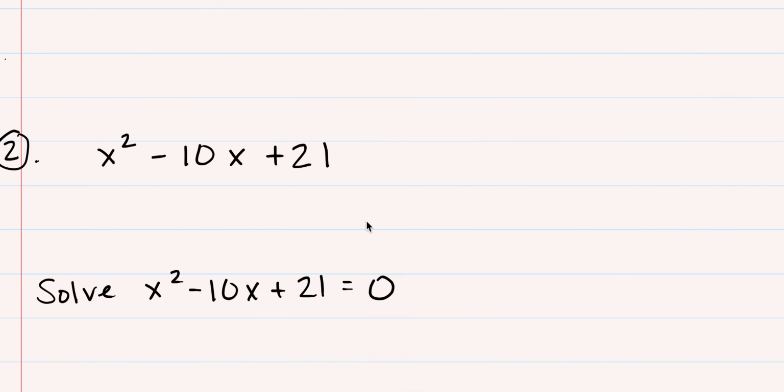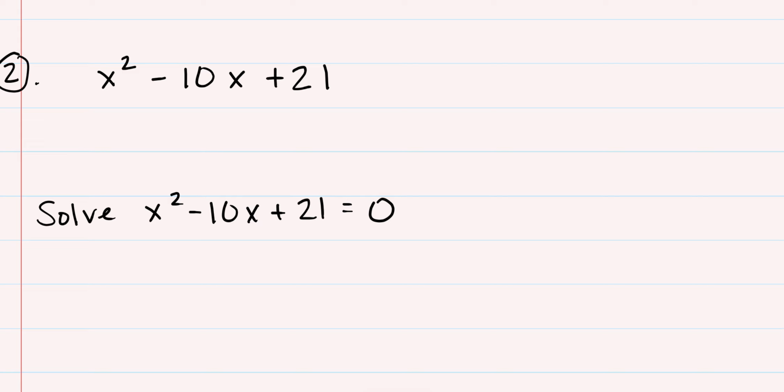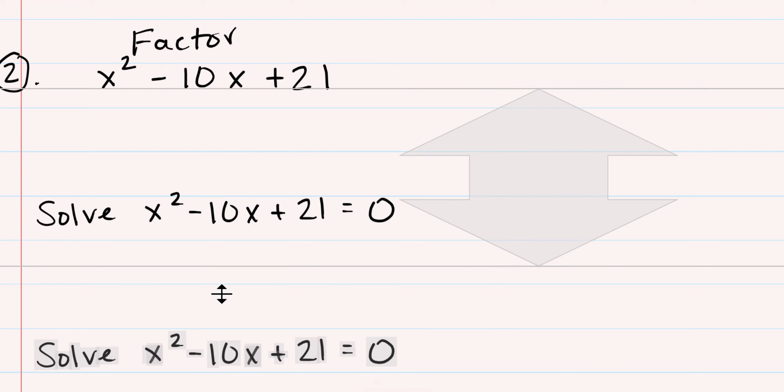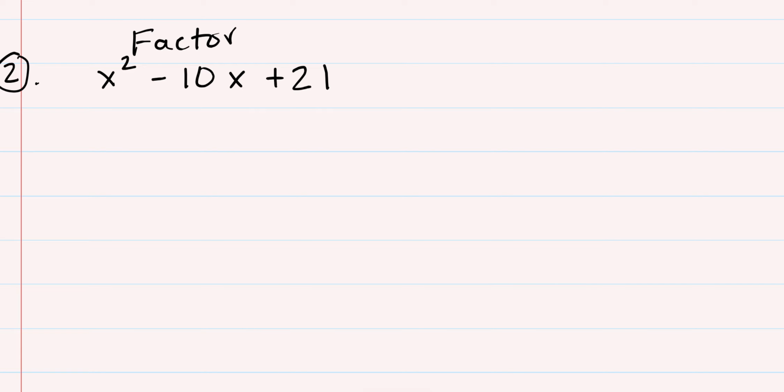Okay, let's try a different problem. So here I want to factor x squared minus 10x plus 21. And then after I factor it, I want to solve x squared minus 10x plus 21 is 0. So we're going to start with the factoring piece first, because we're going to need it for the solving piece.